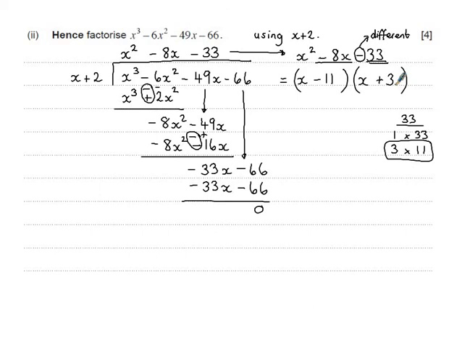And then finally, put those 3 factors together. So we have x plus 2 from where we divided. We know that's a factor. And then the 2 here. So x minus 11 and x plus 3.